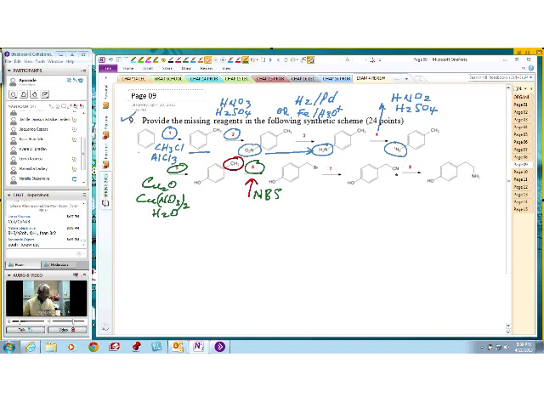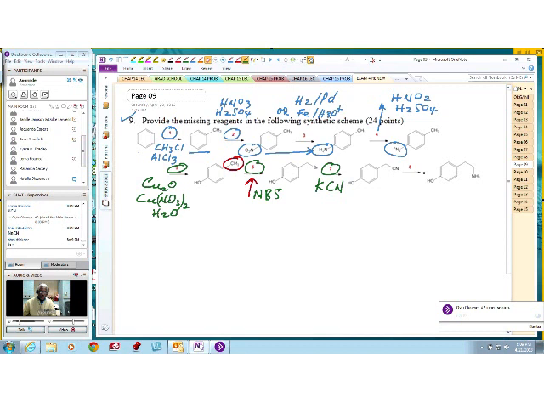We want to introduce a cyanide. What reagent do we need? We want to go from this benzyl bromide to benzyl cyanide. What reagent do we need right here? Potassium cyanide. Very good. Potassium cyanide, and this would be an example of an SN2 reaction.